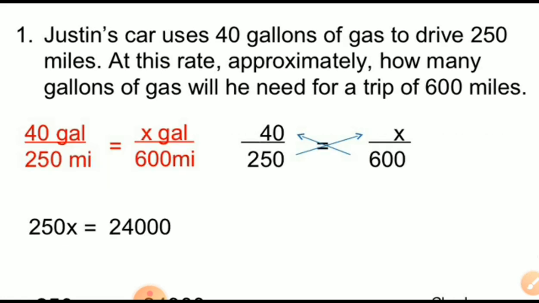Yes, my dear students, first one. Justice's car uses 40 gallons. Gallons means we use liters here. Americans use gallons. In 1 gallon, about 4 liters are coming. Okay, gas to drive 250 miles.